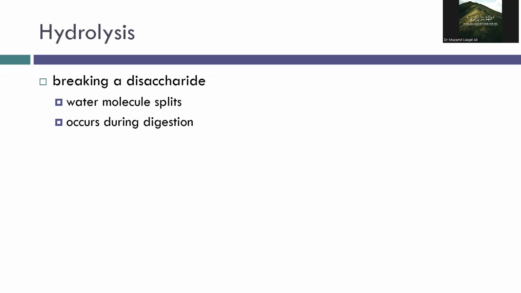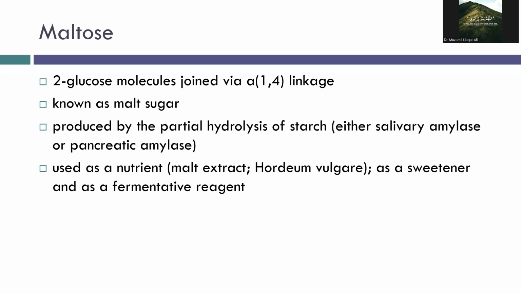Now, let's discuss maltose. Maltose, the malt sugar, is composed of two glucose molecules linked by an alpha-1,4 glycosidic bond. It is produced during the partial hydrolysis of starch by salivary or pancreatic amylase. Maltose is also used as a nutrient, sweetener, and in fermentation. It is a reducing sugar because one glucose unit retains a free anomeric carbon.